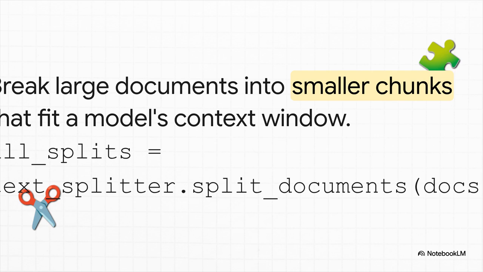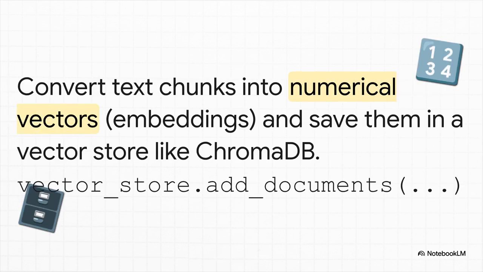Okay, next up, we split. See, large language models have what's called a context window, which is kind of like a short-term memory. You can't just give it a giant document, so we use a text splitter to chop it up into smaller pieces. Here, we're making chunks of 1,000 characters, but we're also adding a little overlap between them. That overlap is a neat trick to make sure we don't accidentally cut off an important idea right in the middle.